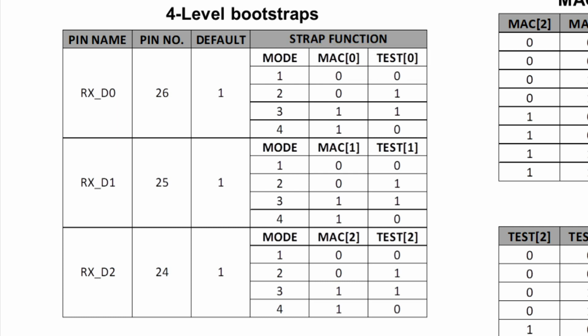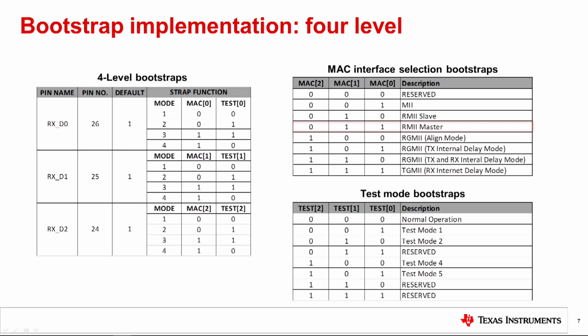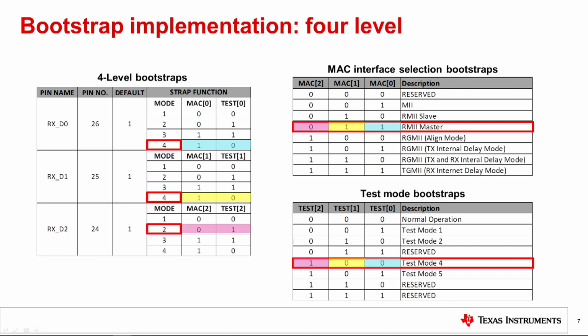Looking at the MAC interface selection table, RMII master mode corresponds to the MAC bit sequence 110. Now looking at the test mode table, test mode 4 corresponds to the test bit sequence 001. To set MAC bit 0 to 1 and test bit 0 to 0, pin RxD0 must be strapped to mode 4. Similarly, RxD1 needs to be set to mode 4 and RxD2 needs to be set to mode 2.